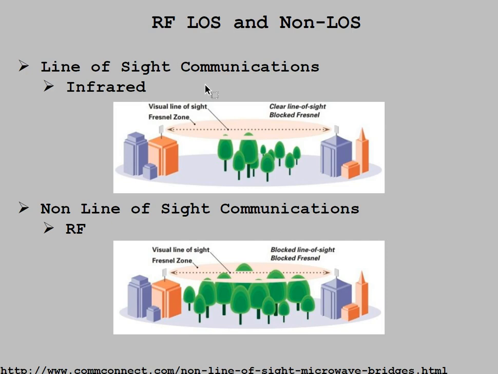Is everybody familiar with the difference between a line of sight type of technology and non-line of sight? It essentially means that if you're between buildings and so forth, you don't have to have a direct line in order to communicate. Infrared, for example, doesn't operate in that way. It has to have a direct line of sight. Otherwise, if it hits other obstacles, it's not going to be able to get through as effectively.